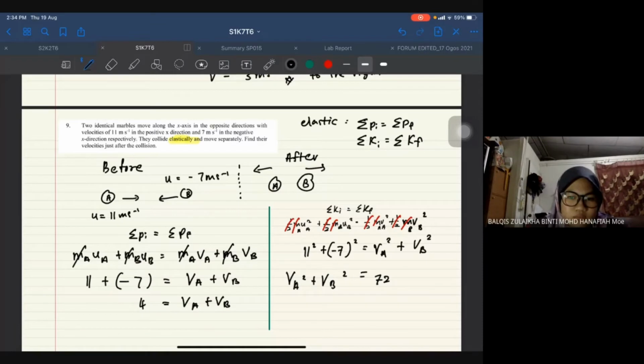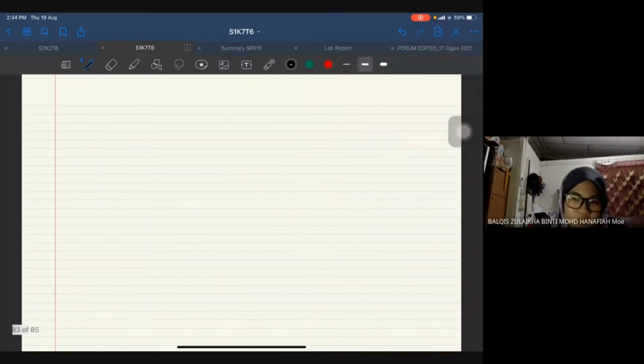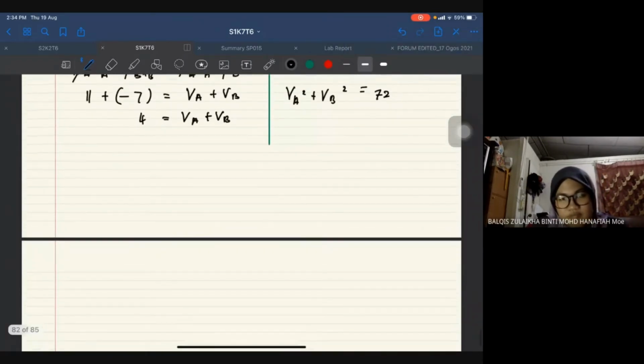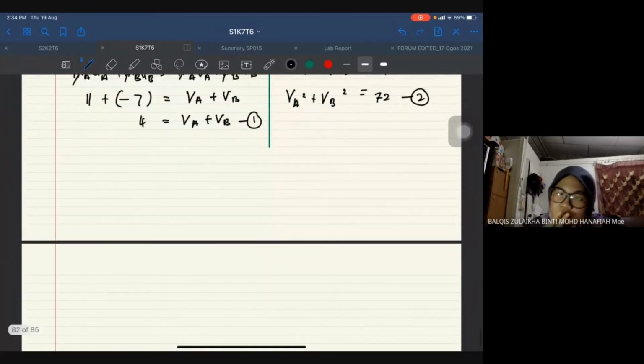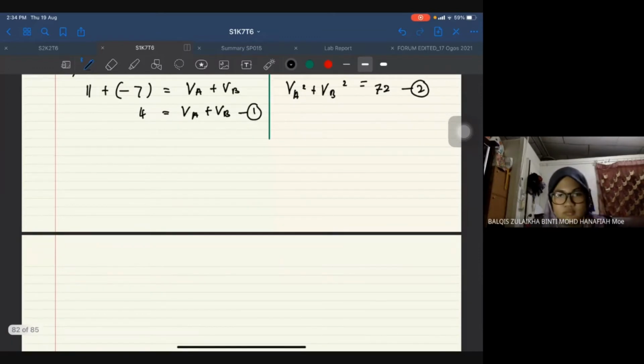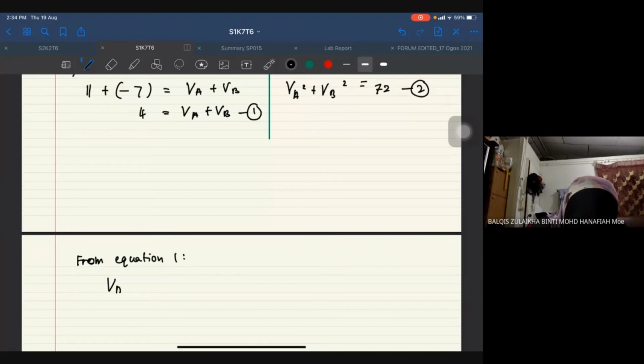Very good, okay. So let's say if I want to substitute, nak substitute mana dengan mana? Katakan ni adalah 1. This one is 2. 1 into 2 or 2 into 1? Which one you want to use? 1 into 2. Okay, dia tak kisah apa saya pilih satu. So I follow you guys. So from equation 1, VA is equals to VB minus 4.